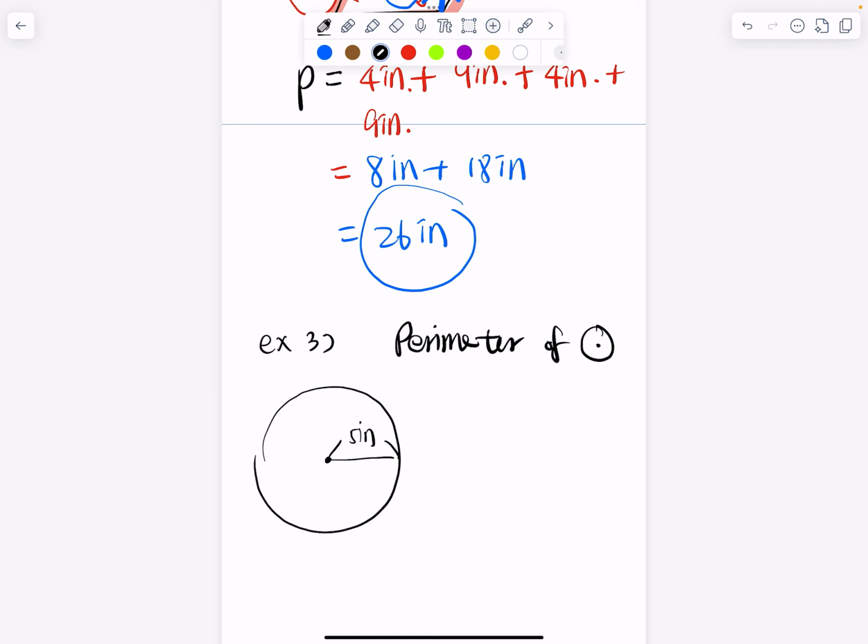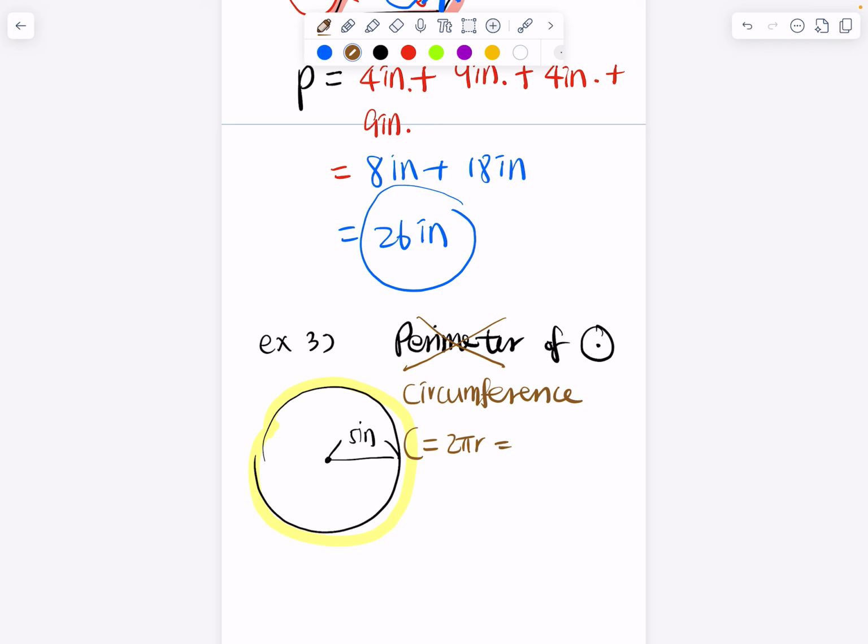We don't call the distance around a circle perimeter. Guess what we call that? That's right. We call that circumference. Okay? We call that the circumference of a circle. What's the formula? C equals 2 pi r.